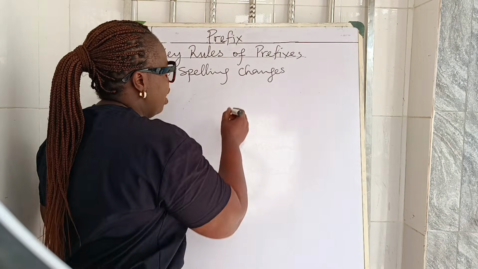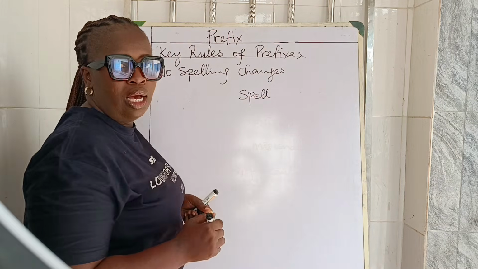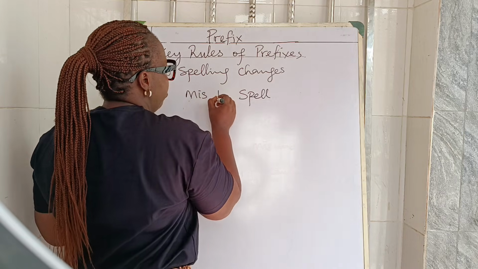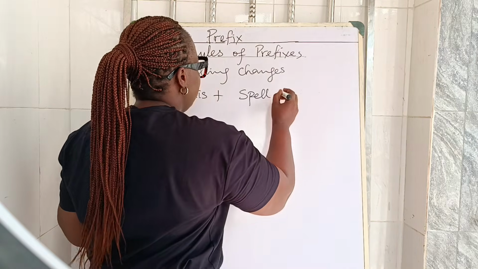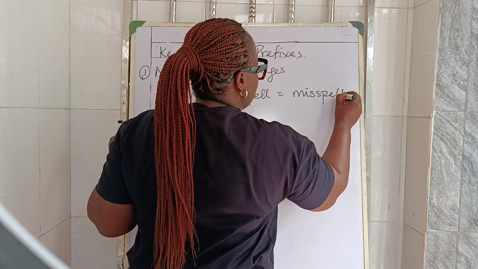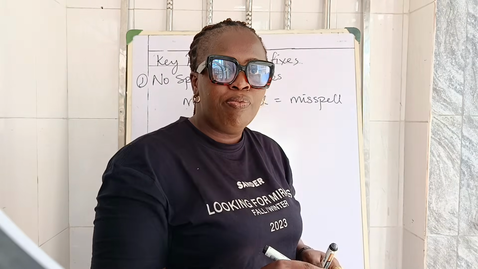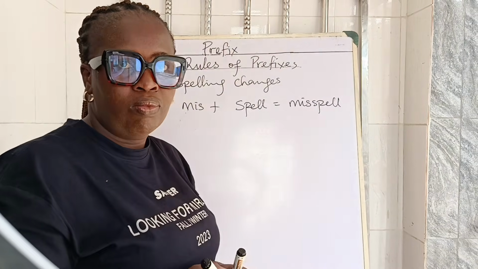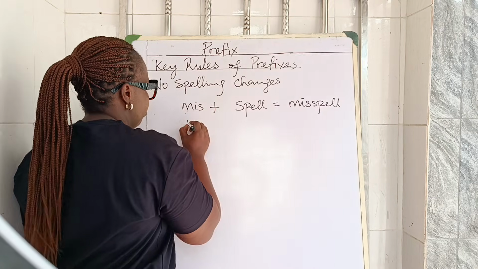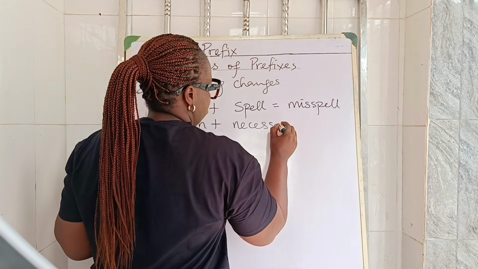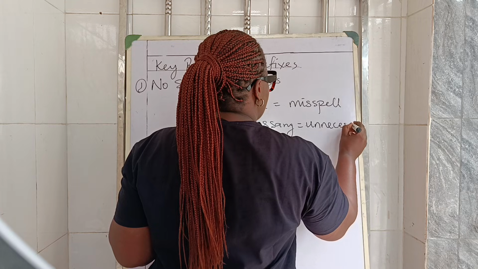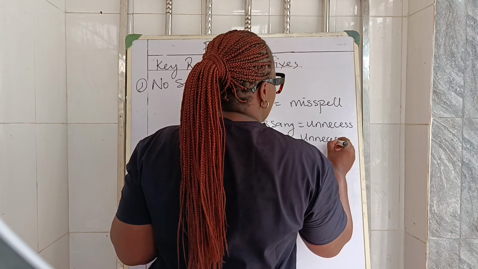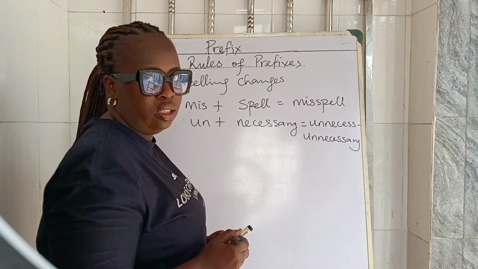An example is this. If I have spell and I want to add mis, M-I-S plus spell, when this mis joins this, I don't need to remove one S. So it equals misspell. That is how it's going to come out. Do you understand? It's one of the rules and it's correct. Another example is when you say unnecessary. This is un plus necessary. Do I need to remove one of the Ns? No. It says you should put it together. Unnecessary.